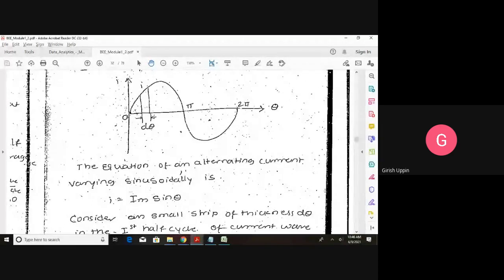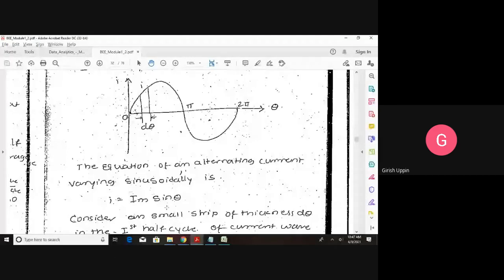The y-axis is I, the current, and the x-axis is represented in the angle, that is theta. This is the waveform, and this is the peak value, that is Im. Mathematically, this is the waveform representation, and this current is represented as lowercase i equal to Im sin theta.